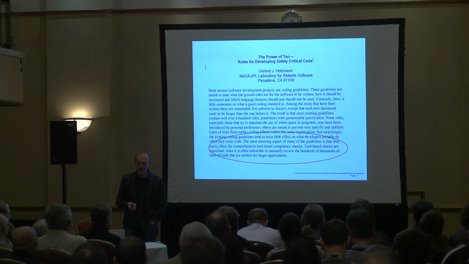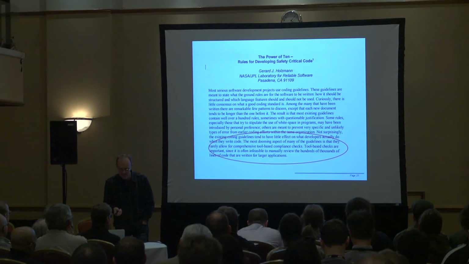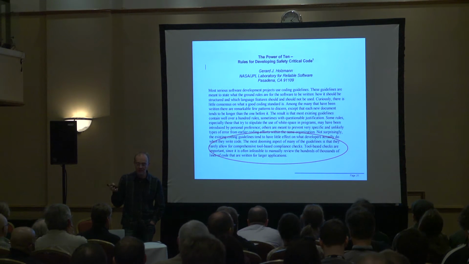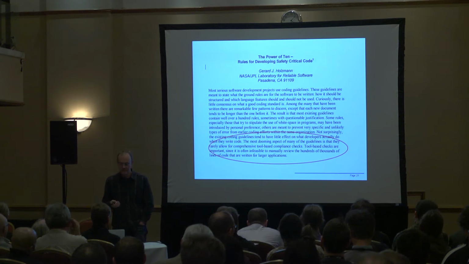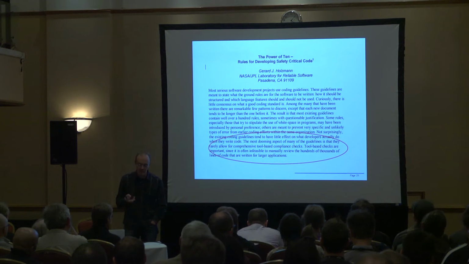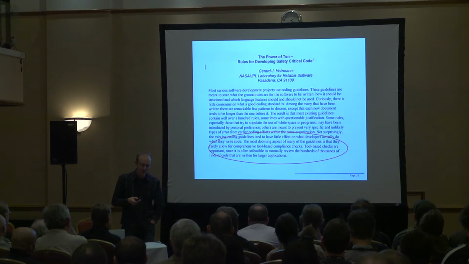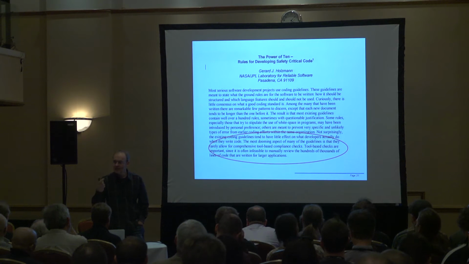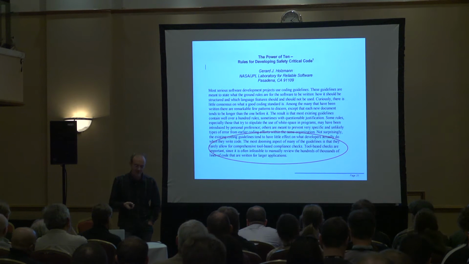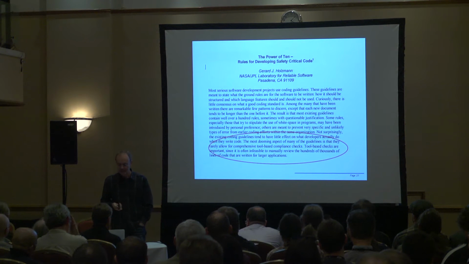And he also makes the point that tool-based checks are important, since it's often infeasible to manually review hundreds of thousands of lines of manually written code for larger applications. Yeah? So, taking the quote of worse is better, you can also say here for your coding guideline, less is better, yeah? Or less is more, in a sense.